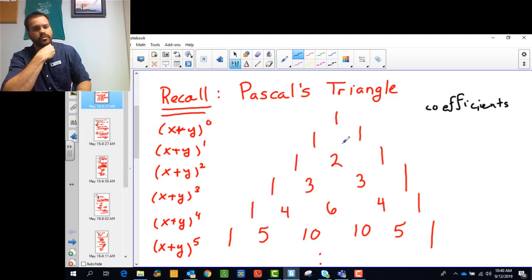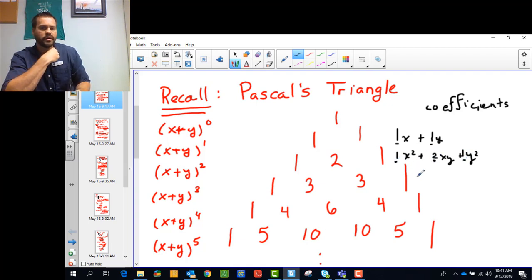So in other words, if you do x plus y to the 0, you get 1 as your answer. If you do x plus y to the 1, you get 1x and then 1y. So it's giving you the coefficients, the numbers in front of the x's and y's. If you do x plus y squared, it's 1x squared plus 2xy and then plus y squared with a 1. We don't have to write the 1, but you can see where those are coming from.